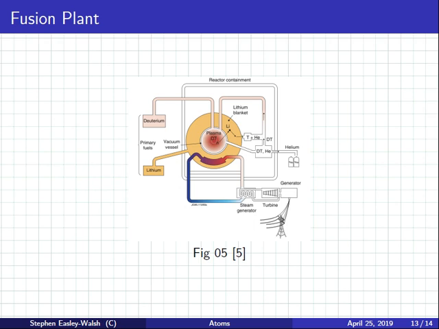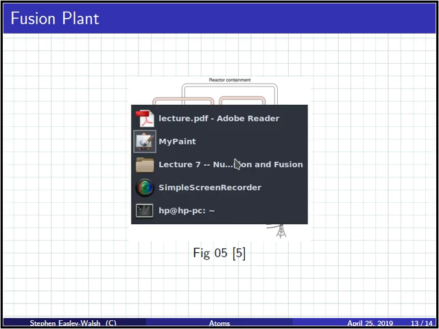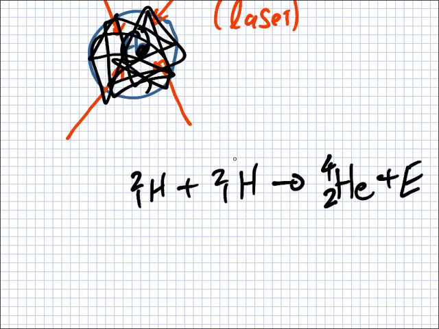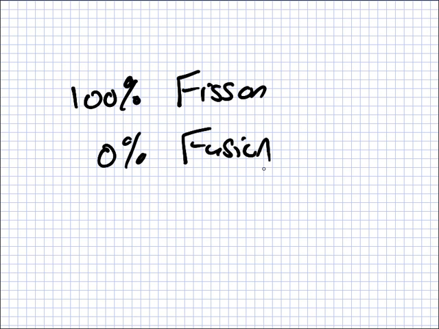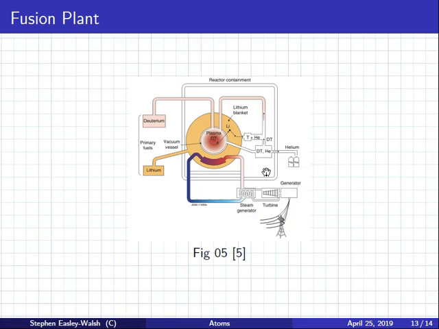The problem is these here, they don't exist. Yes. Okay. It's only an idea. All the nuclear power plants are the other kind. Okay. So I've bad news. 100% of nuclear power plants are fission, and 0% are fusion. Yeah. Now this is a problem. Well, we couldn't control this.